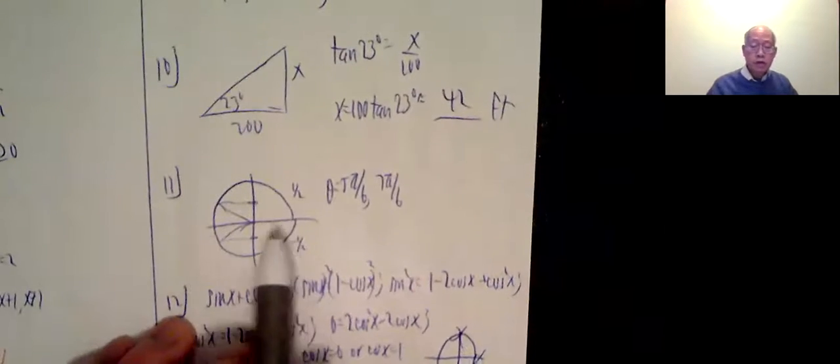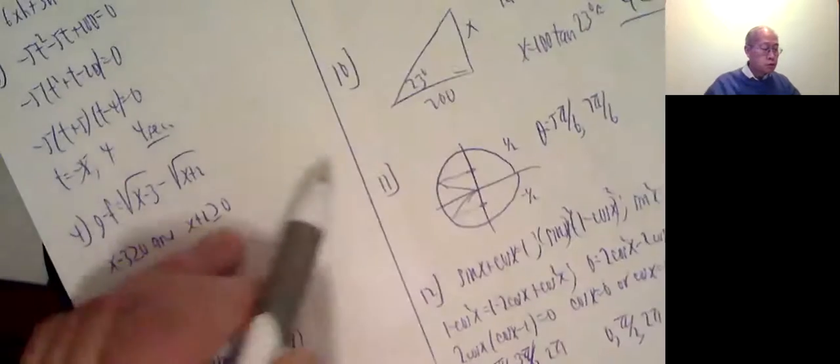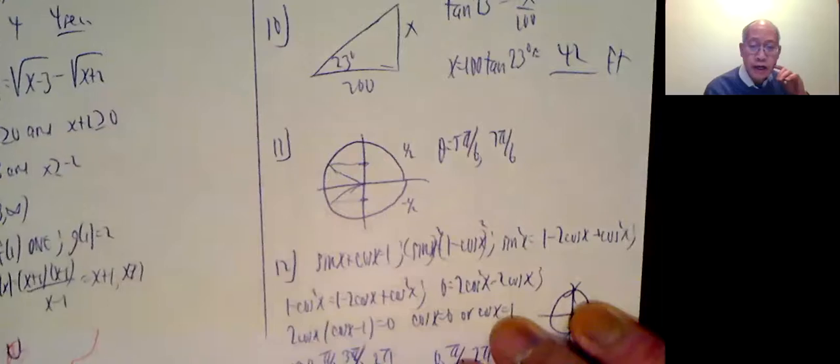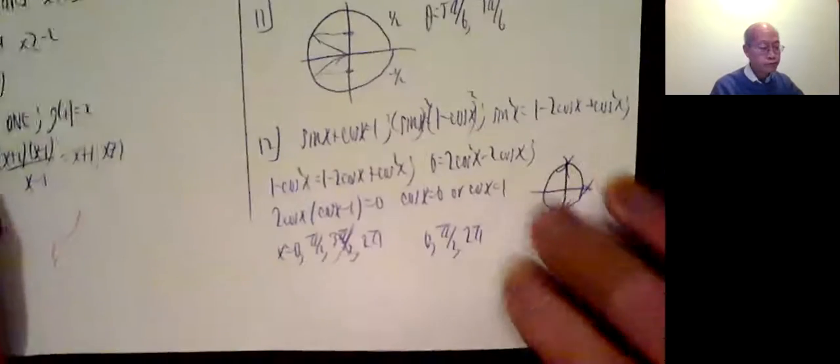Okay. Number 11, the cosine of theta is negative radical 3 over 2. Okay, so the x-coordinate is here and here, which means the y-coordinate is a half and negative a half. That looks like 5 pi over 6 and 7 pi over 6.